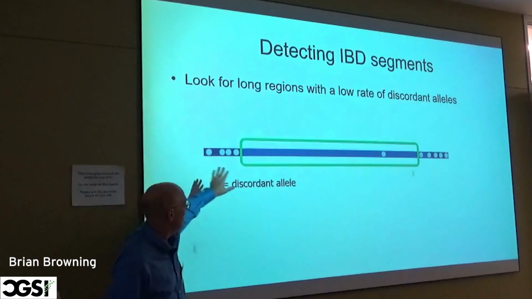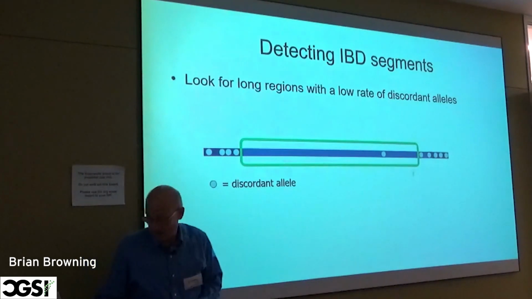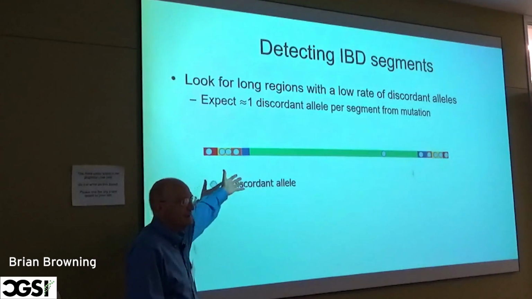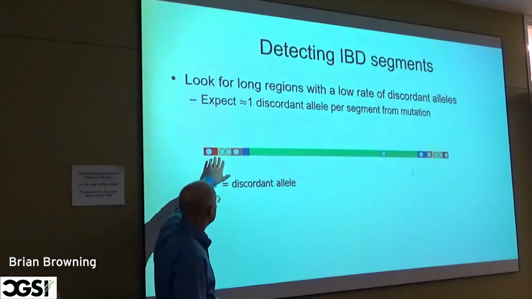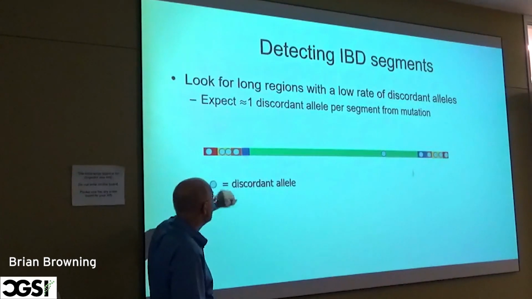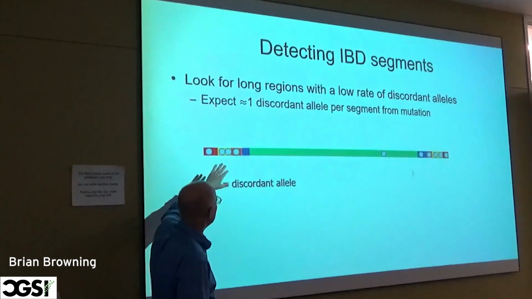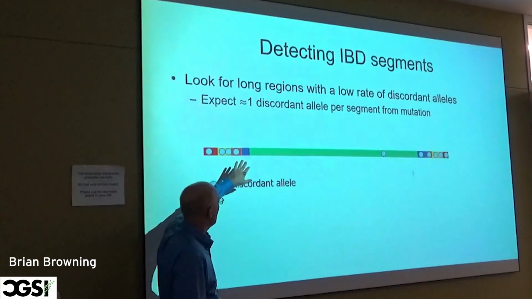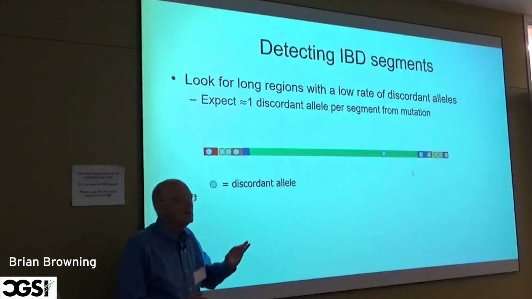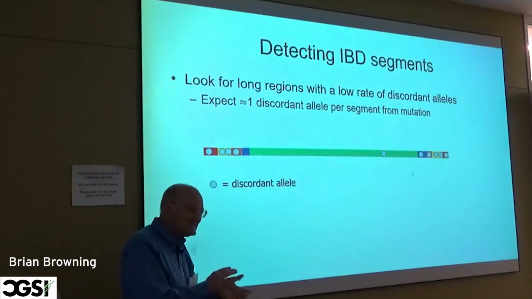Because you can see, compared to the flanking regions outside, the rate of allele discordances is very low in this region. And of course I'm making this up, but the IBD might look something like this, where the color changes indicate that we're going from one IBD segment to a different IBD segment. And you'll notice that there are relatively few discordances per IBD segment. The reason for that is you expect approximately one allele discordance due to mutation since the common ancestor per IBD segment. And why is that?